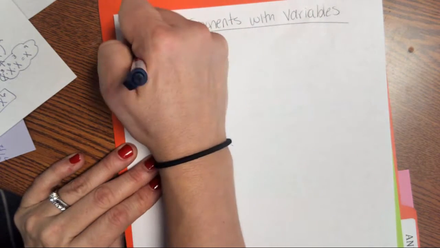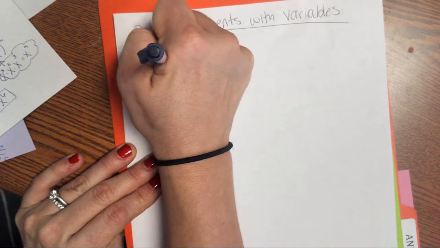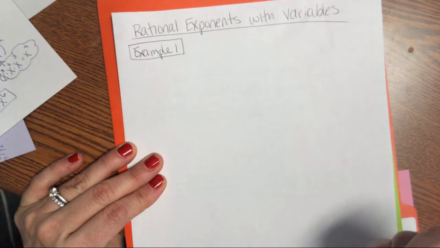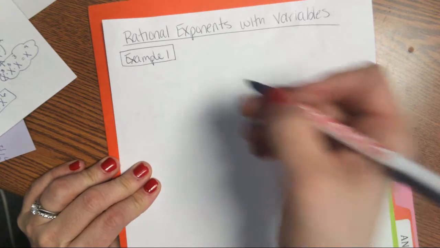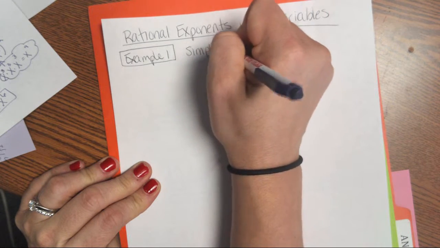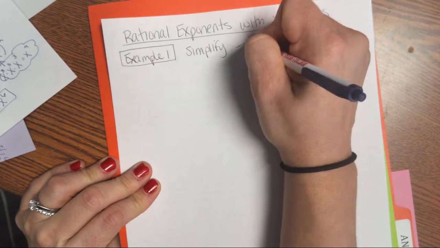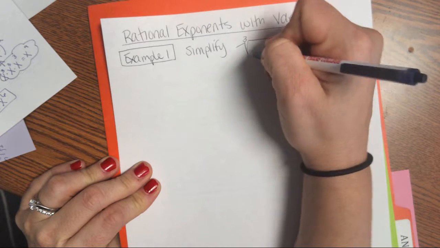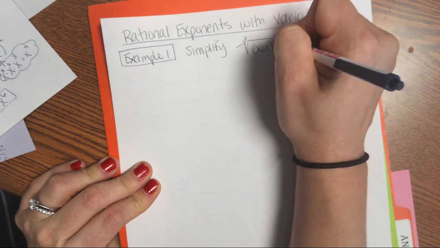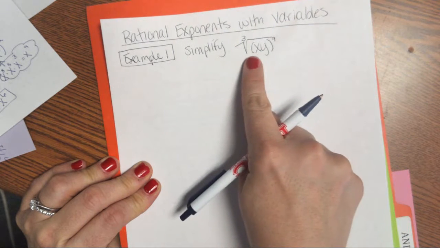All right, here's example 1. I'm going to use 2 different colors when I'm working them out so that you can kind of see. So please be taking notes along with me. All right, we're going to simplify the following problem. We're going to take the third root of xy to the 9th power.